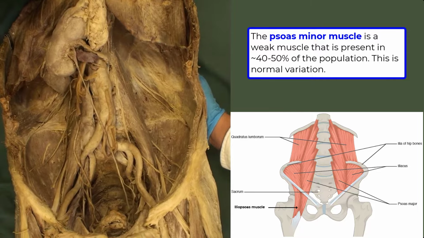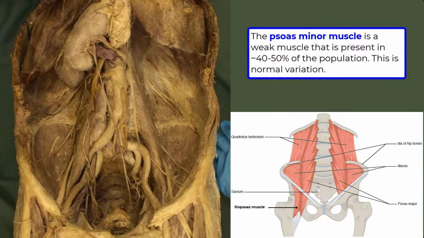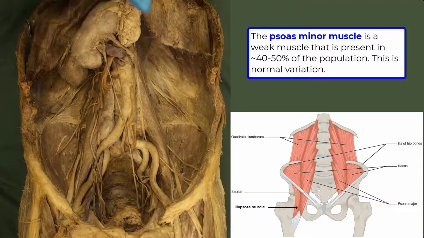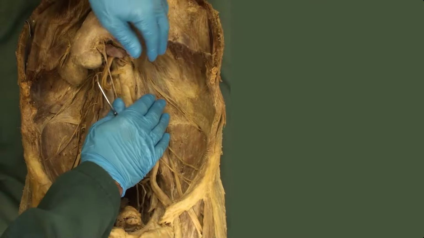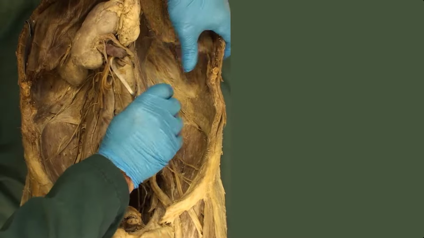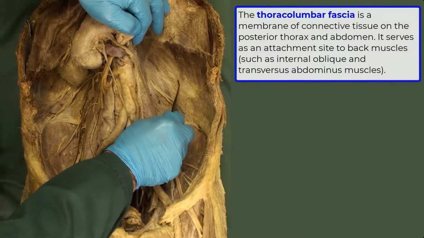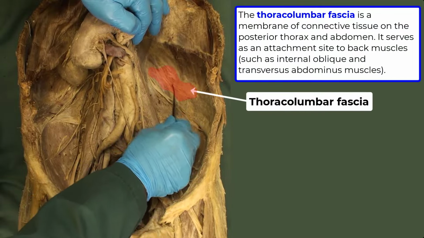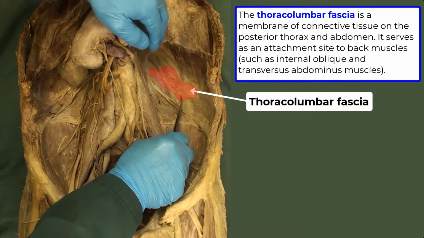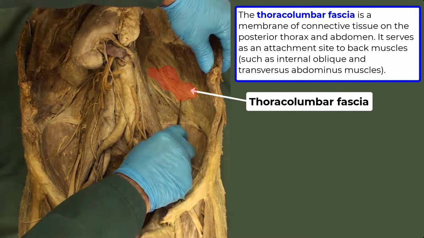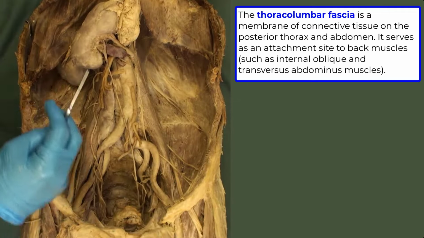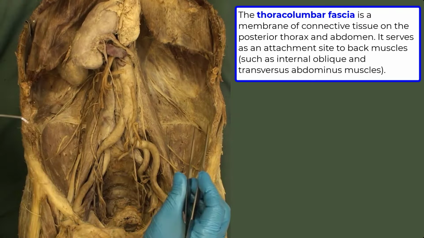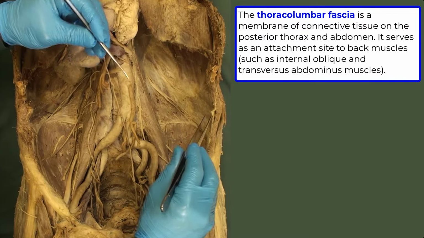So we do have another specimen that shows the psoas minor muscle. Now, the other structures associated with the muscles here that we want to see is this whitish structure here, which is called thoracolumbar fascia. And thoracolumbar fascia actually gives attachment to the transversus abdominis as well as internal oblique muscle.